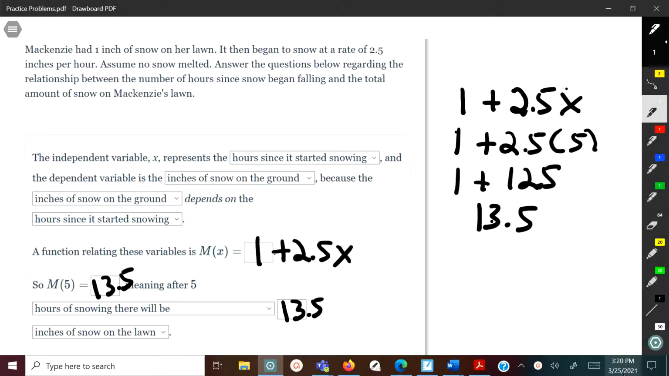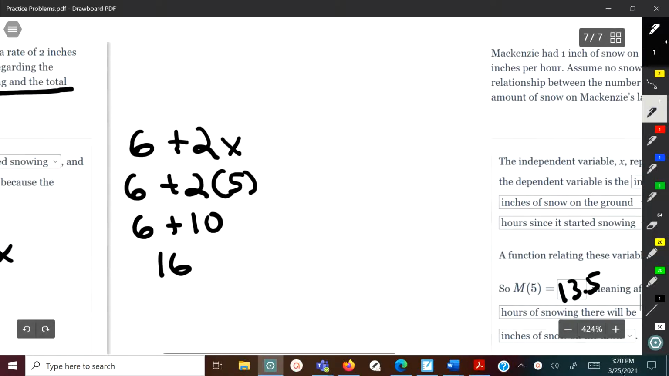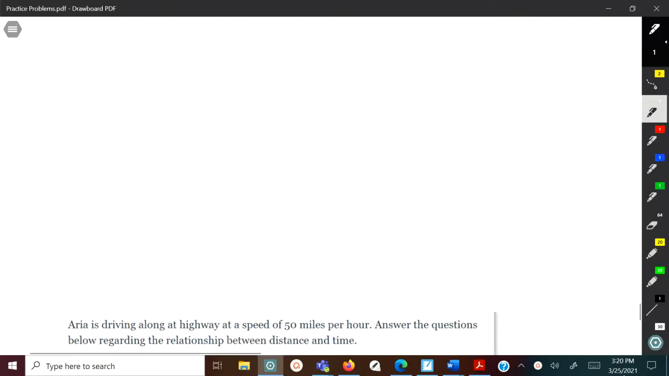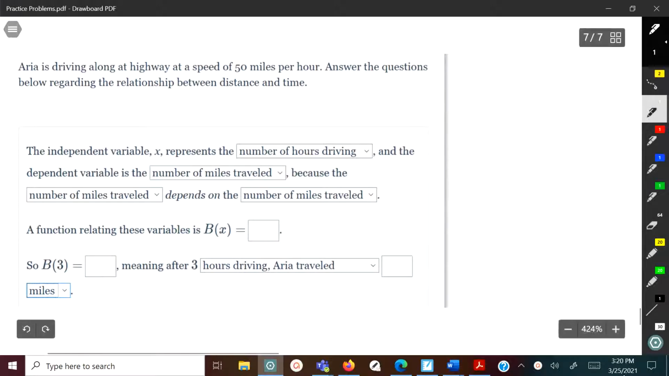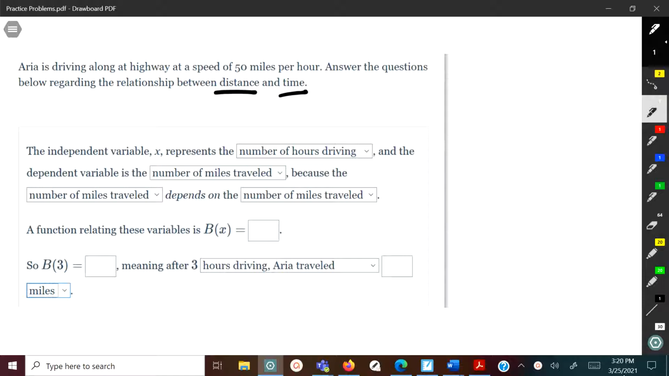All right, so let's take a look at another example. All right, Ari is driving along a highway at a speed of 50 miles per hour. Answer the questions below regarding the relationship between distance and time. So they left you with a little less words on this one, but that's because there's less stuff to do here. So here we've got distance and time, and we're trying to figure out which one is dependent on which one.